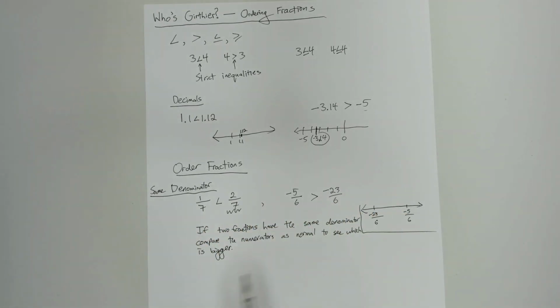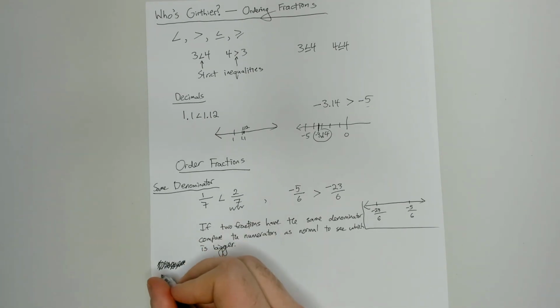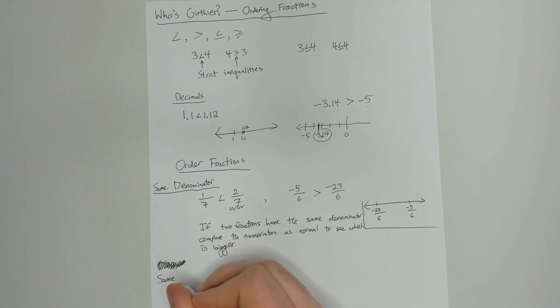So we can summarize that as follows. If two fractions have the same denominator, you just have to compare their numerators as normal to see which one is bigger, right? Because the denominator is constant, the only difference is occurring in the top part. So another situation could be, what if they have the same numerator? We're just holding a different piece of the fraction to be the same.